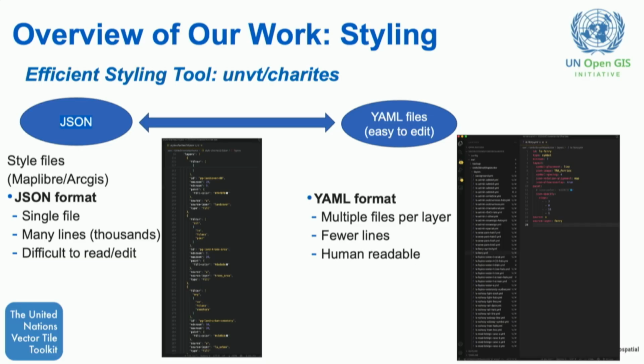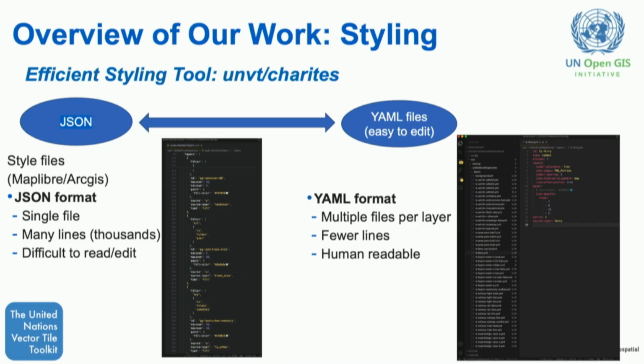Okay, let's talk about styling. Vector tiles themselves don't include styles that define how features are displayed on the map, so we need a separate style file. UNVT has an efficient styling tool called UNVT Caritis. In both MapLibre and ArcGIS, style files are defined in JSON format.